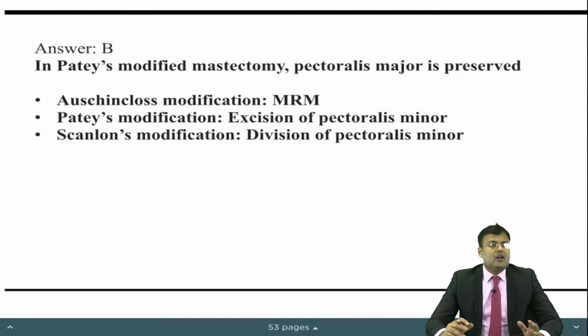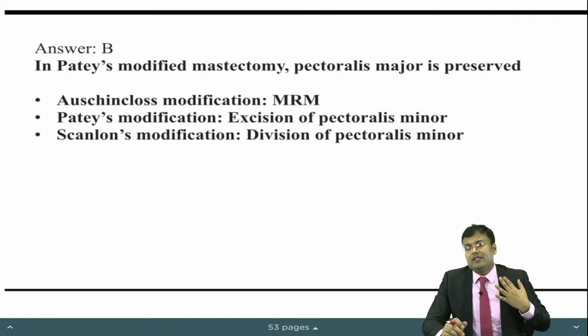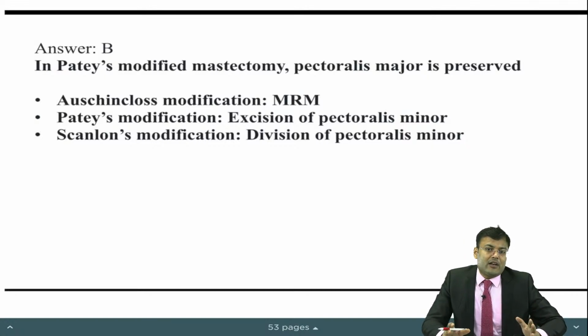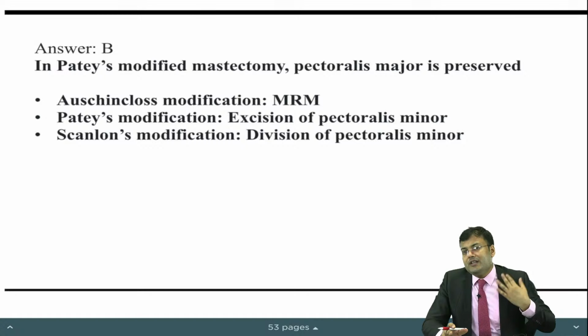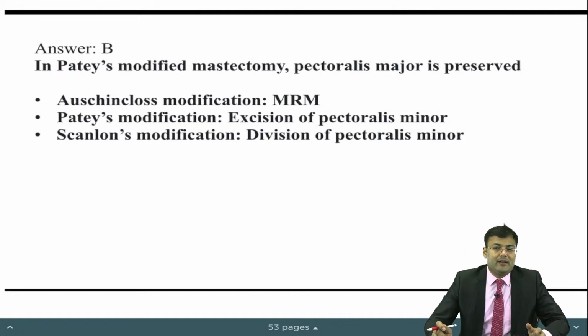Okay. So see the modifications of MRM. There is Auchincloss modification. It is same as MRM. There is Pritesh modification, in which we go for excision of pectoralis minor. Scanlon's modification, in which we go for division, not the excision of pectoralis minor.